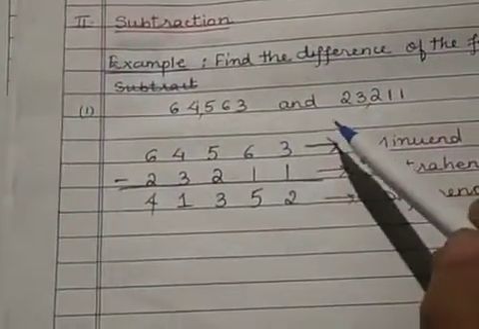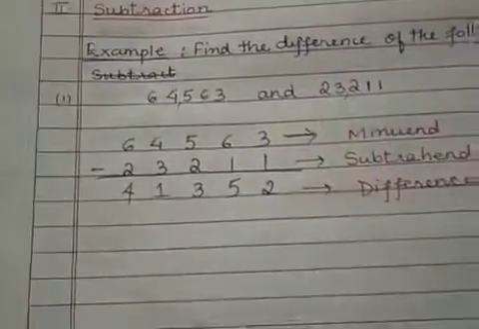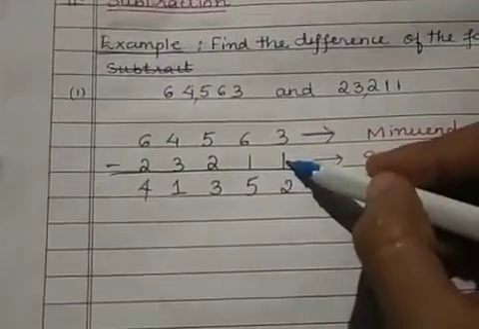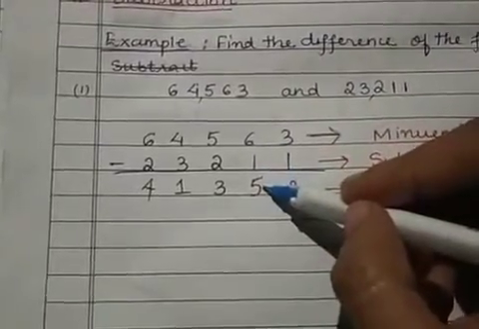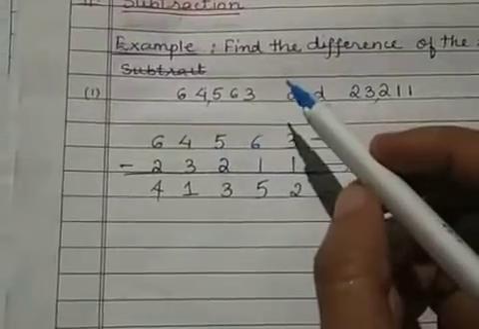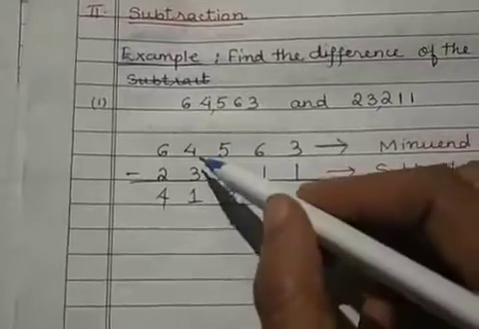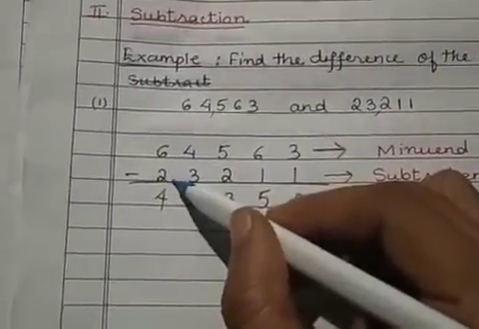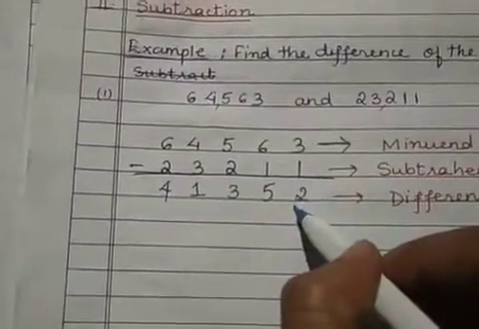Once you write it, then you start the process of subtraction from the units place. So you take 6 minus 1, which is 5. Then 3 minus 1, which is 2. 5 minus 2 is 3. And 4 minus 3 is 1. 6 minus 2 is 4. So this is the required answer.